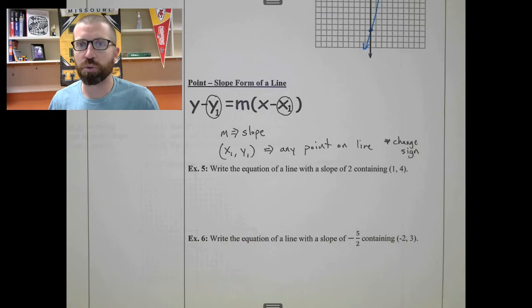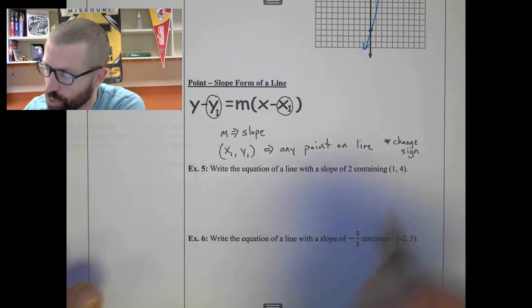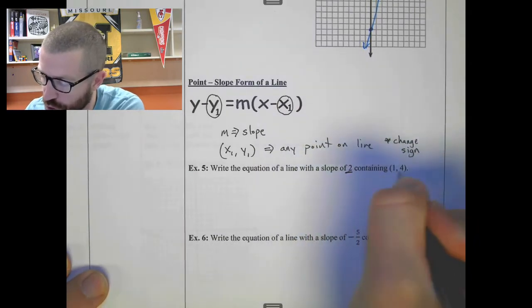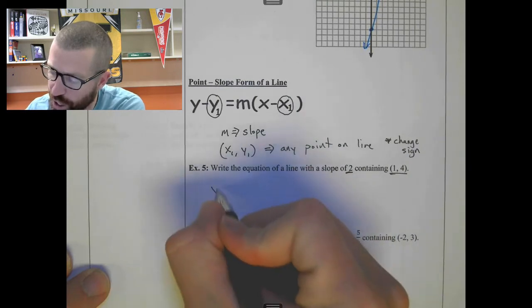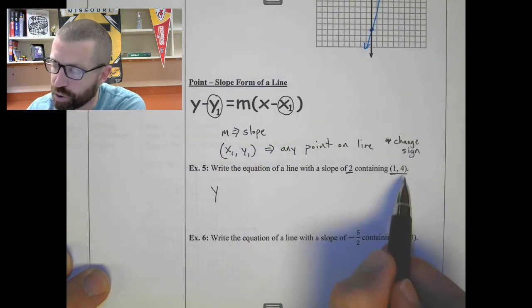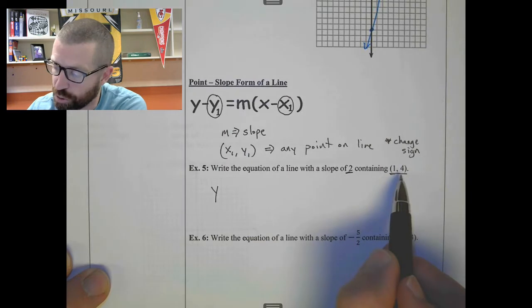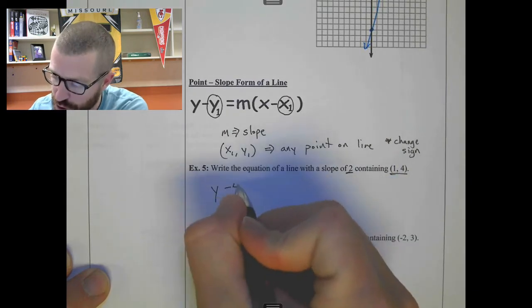We always think about slope first, and then a point on the line. So slope and a point. Okay, so here we have a slope, so m is 2, and we have a point. So we can write our equation. So y is y, and then I'm going to use the y value for y1, and I'm going to change the sign. So instead of positive 4, it's going to be negative 4.